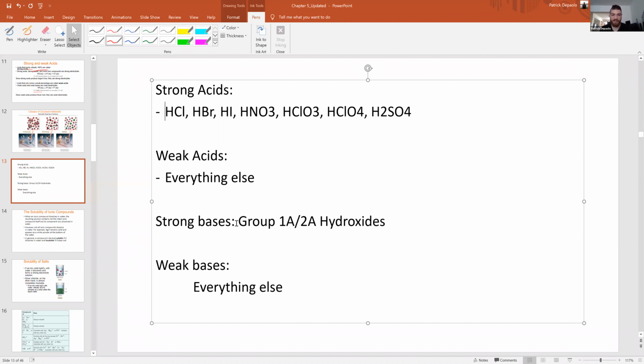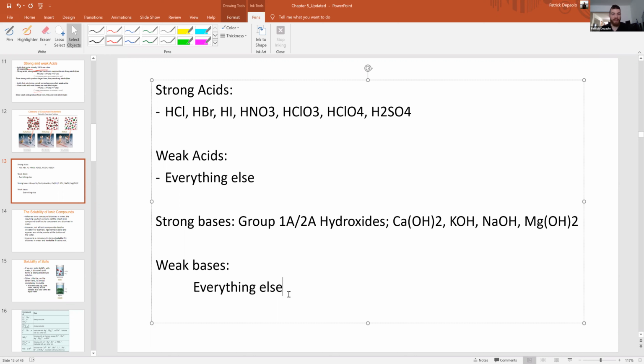Then for strong bases, it's very simple as well. Group 1A and 2A hydroxides. Ca(OH)2 is not really that soluble, but it's still considered a strong base. Then you have KOH and NaOH, the main ones, the strongest bases. Did I say acid first? I think I said acid, but I meant bases. Mg(OH)2, things like that. So if it has a group 1A or group 2A metal with a hydroxide next to it, it is considered a strong base.